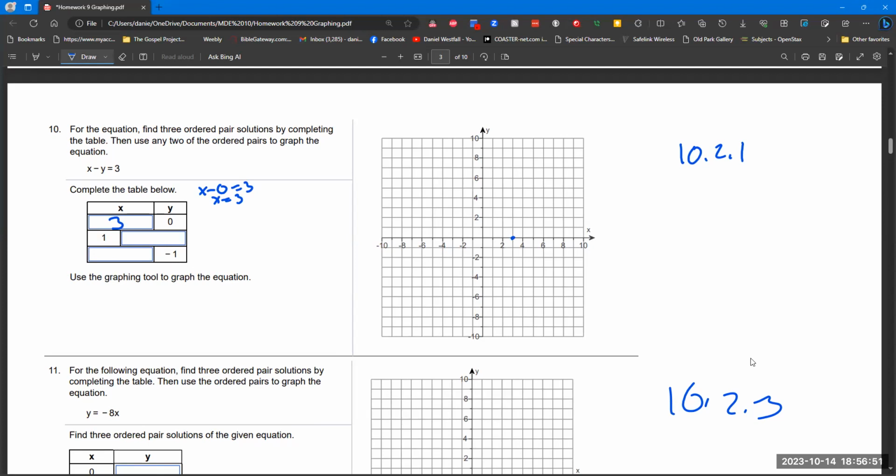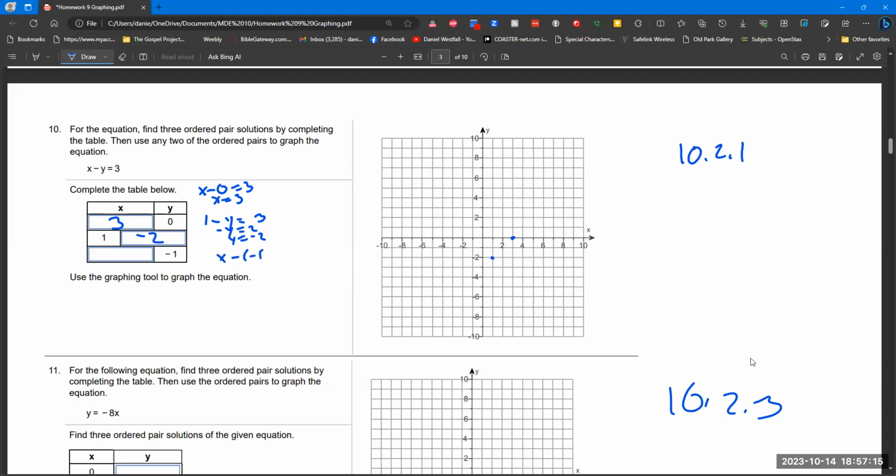Then we're going to put in 1 for x, and 1 minus y is equal to 3. So negative y is equal to 2, and y is negative 2. So we have the point (1, -2). It's right there. Then we're going to put in negative 1 for y.